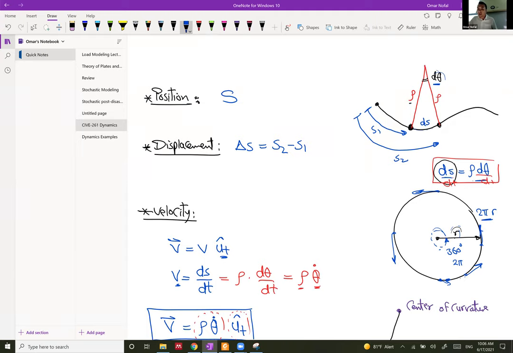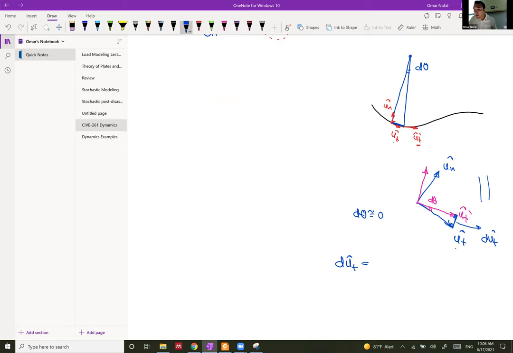ds is equal to rho d theta, the magnitude of rho multiplied by d theta. Here it is the same: the magnitude of this line multiplied by d theta. So the magnitude of ut hat multiplied by d theta, and what is the direction? This is 90 degrees and this is 90 degrees, so because these two lines are parallel, the direction is that of un hat. Because ut hat is a unit vector, its magnitude is one, and we only use its direction. Finally, you end up with dut hat equal to un hat d theta. And dut hat/dt is equal to d theta/dt in the direction of un hat.